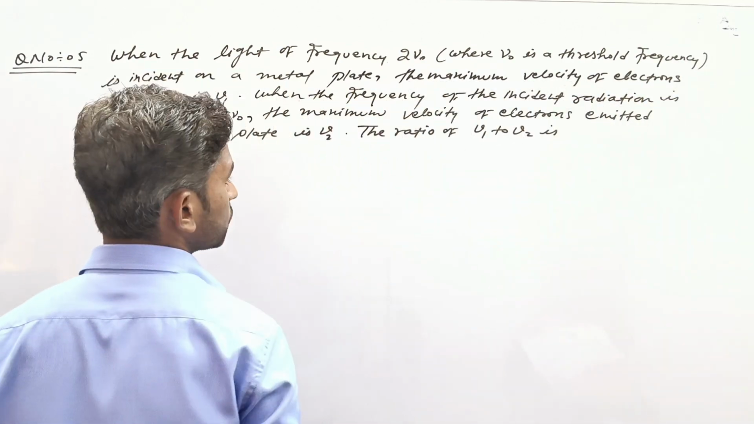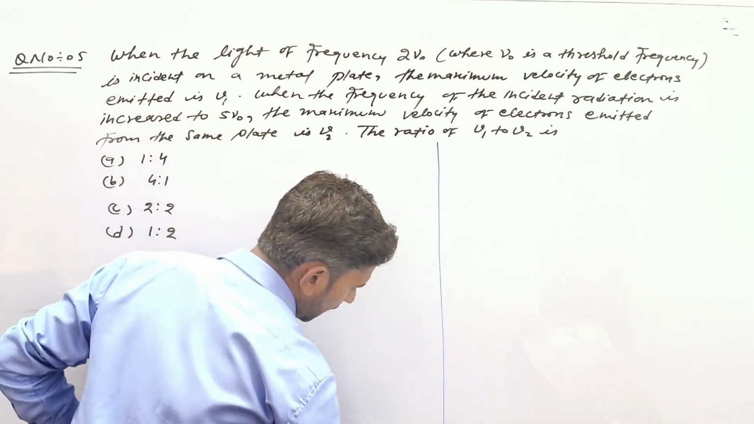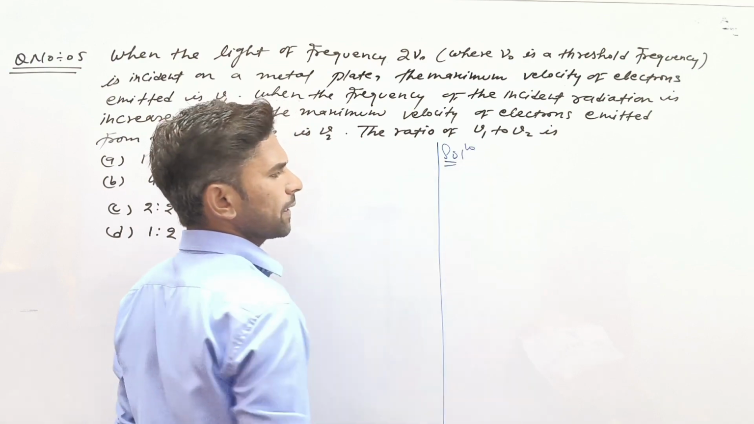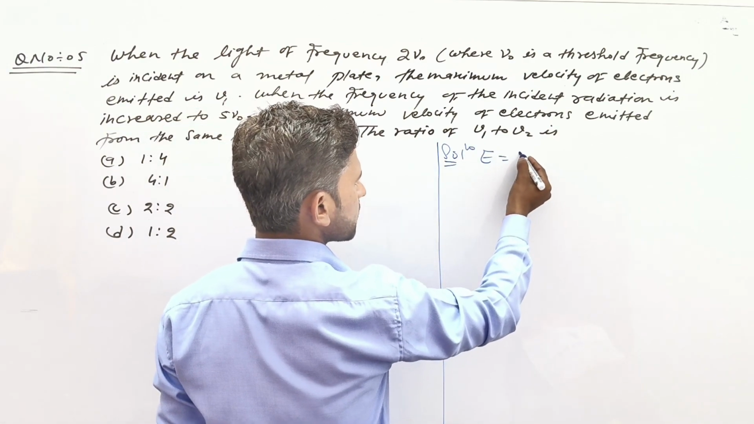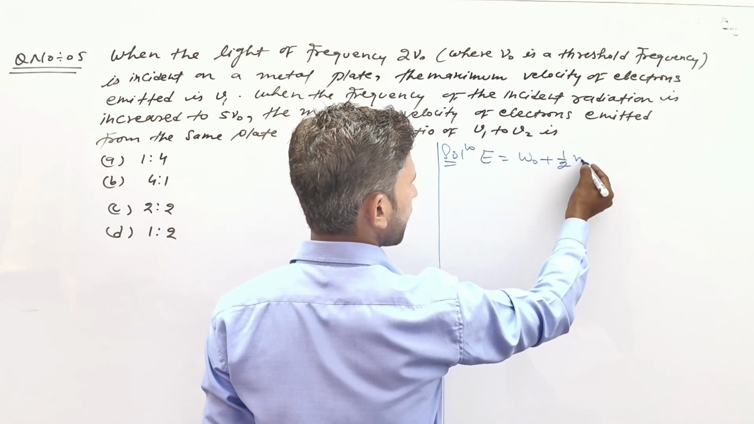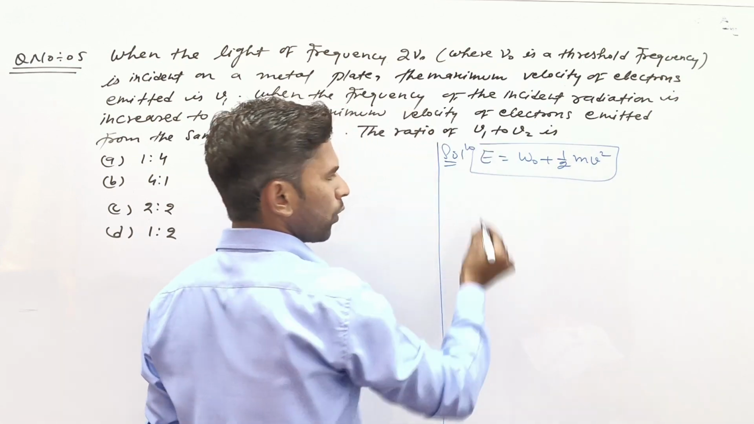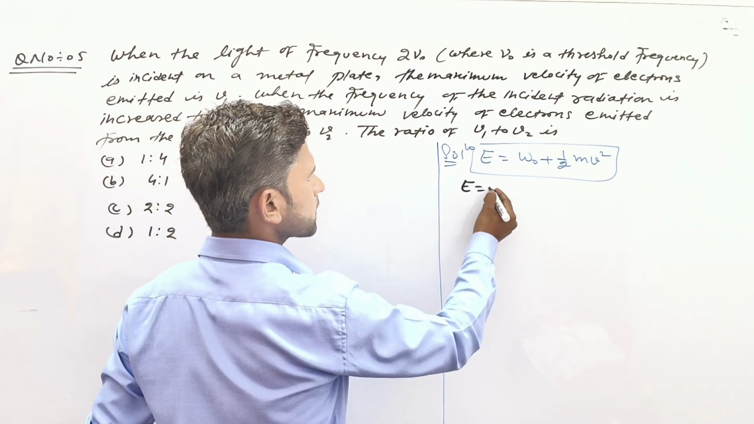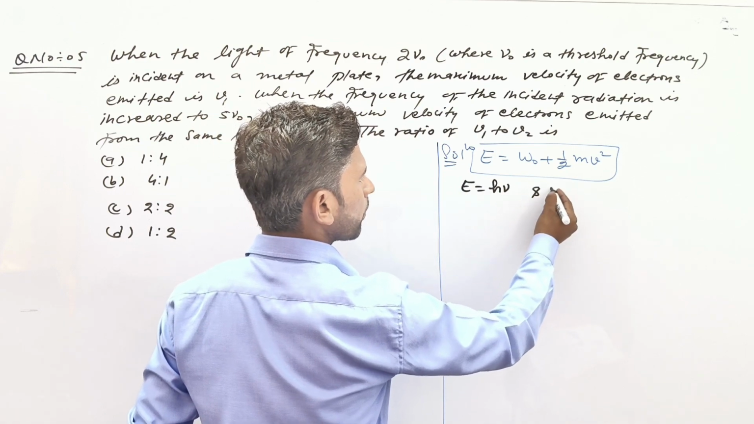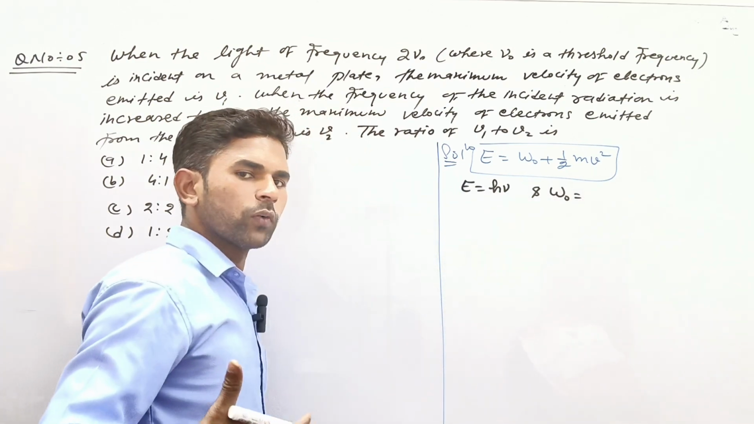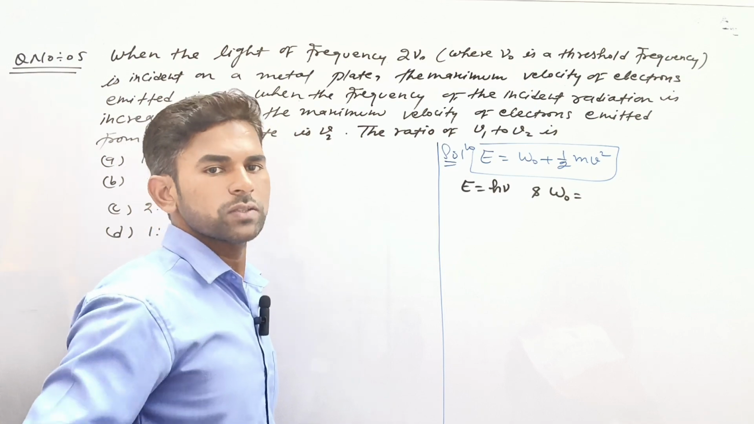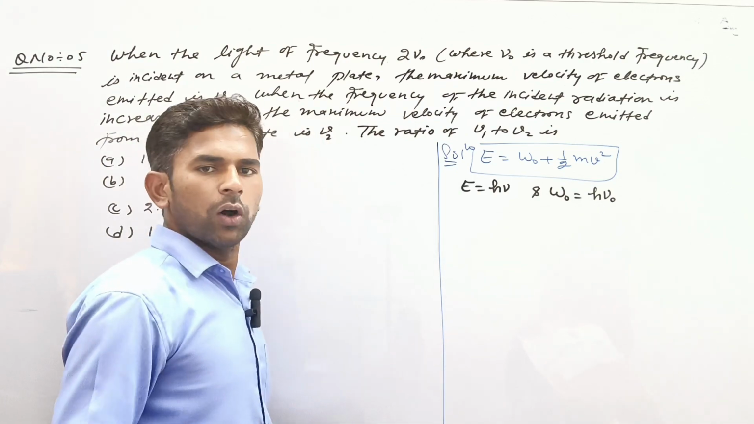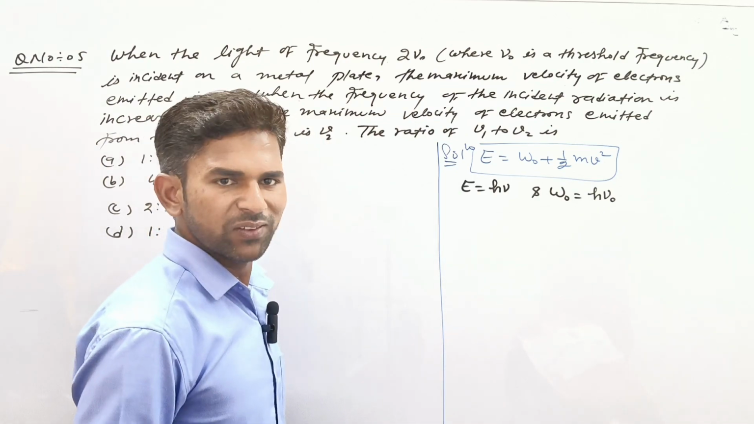As I told you, this question is based on Einstein's photoelectric equation. According to it, you can write E is equal to W naught plus half mv square. Here E is energy, so you can also write E is equal to h nu, and W naught is also a form of energy, that is the work function, so we can write h nu naught. Now you can just replace the values here.